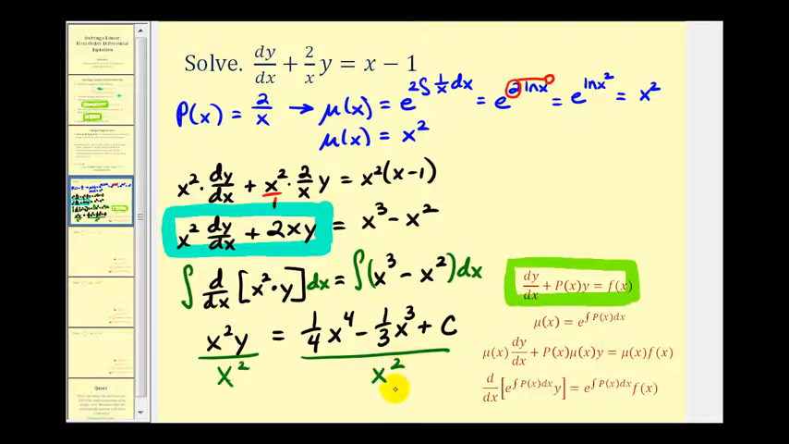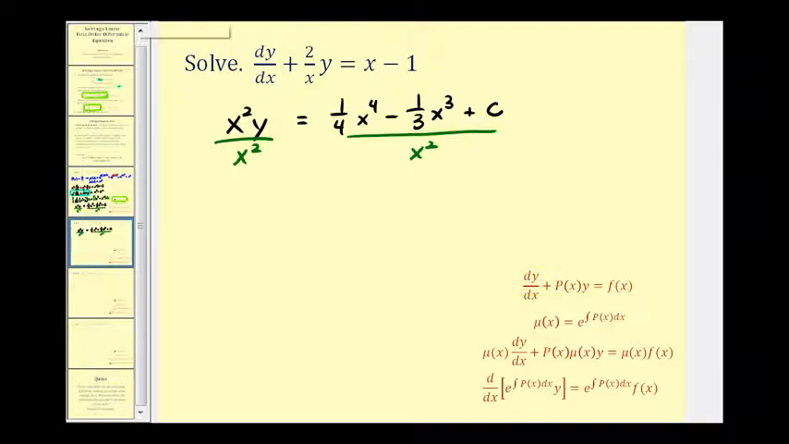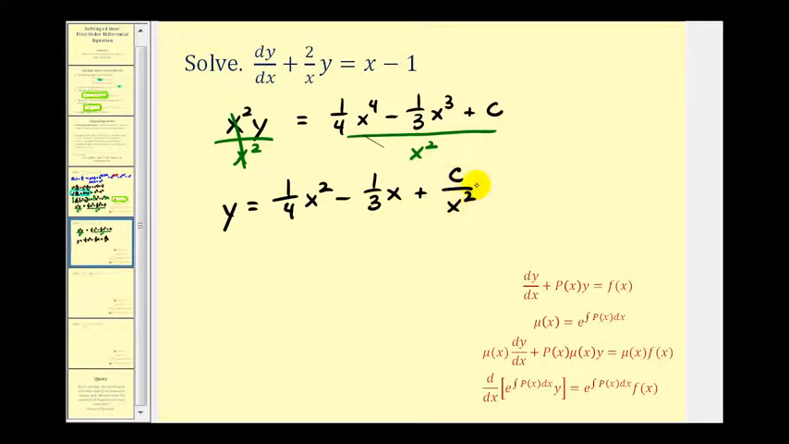Let's go ahead and finish this on the next slide. So on the left side, we just have y. On the right side, we're dividing each term by x squared, so we'll be subtracting the exponents. So we'll have 1/4 x to the second, then minus 1/3 x, plus c divided by x squared. And this would be the general solution to our differential equation.